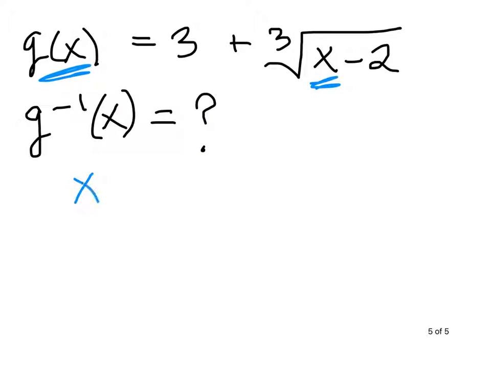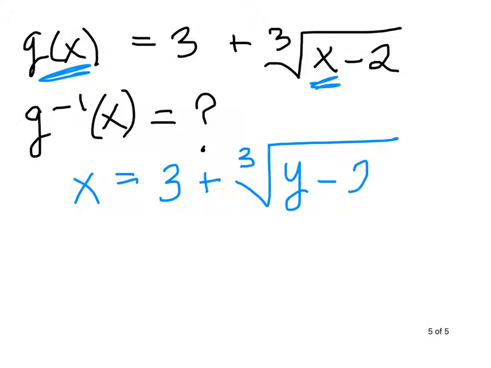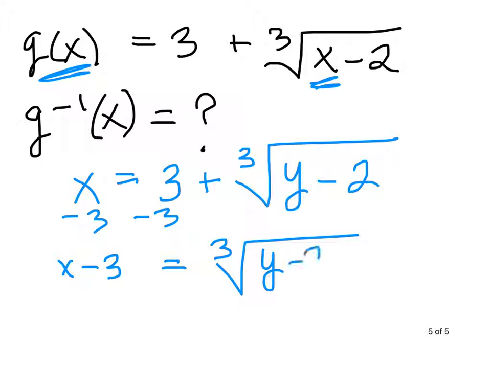So we're going to make this x is equal to 3 plus the cubed root of y minus 2. And then we're going to still solve, so that we need this to be back in function form, right? So we need the y to be by itself. So now we're just going to move everything around so that y is again by itself. That's how you solve for the inverse. So we'll subtract 3 from both sides. So we get x minus 3 is equal to the cubed root of y minus 2.